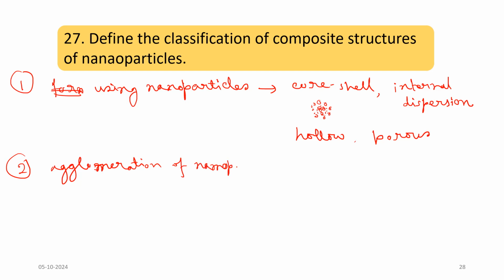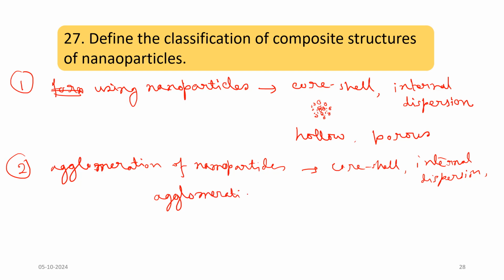Fourth one is the composite structure body fabricated from nanoparticles. This is the nano-dense body. Nanoporous body. And nano-thin film. Okay, so these are the different structures of composite nanoparticles.